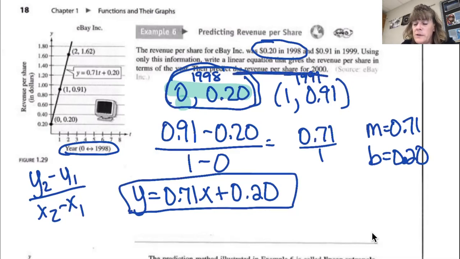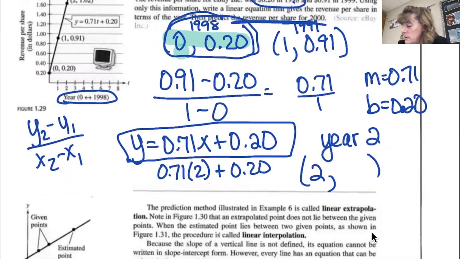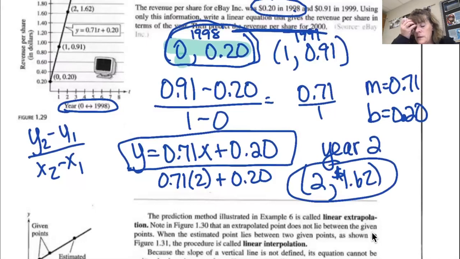So now what I could do is use this equation to predict any year going forward from there. So if 1998 was year 0, then year 2000 would be year 2. So I'm looking for an x value of 2. I'm going to plug that in right here and solve this out, which is 0.71 times 2 is 1.42 plus 0.20, and I get $1.62. And so that's how I can use that to predict. But that's how we make an equation out of this.